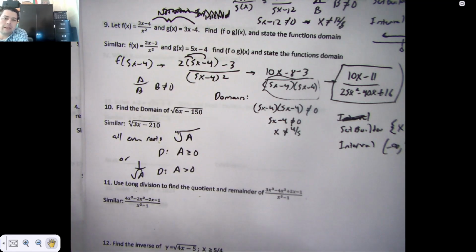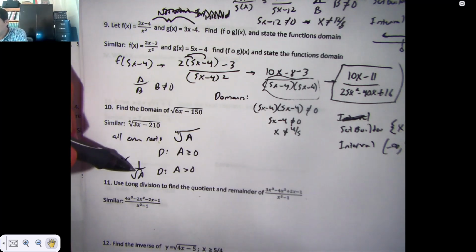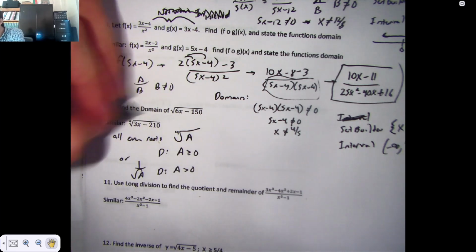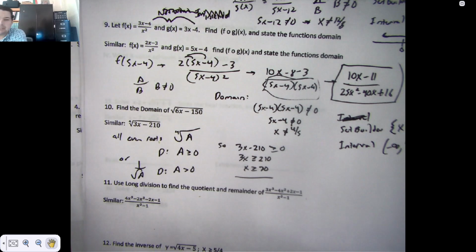We talked about that in class. The 0 is from the smallest thing you can take the square root of. If the radical is in the denominator, you can't be 0. So that's why we dropped equality. But this one's straight up in the numerator. So 3x minus 210 must be greater than or equal to 0. 3x is greater than or equal to 210, and x is greater than or equal to 70. Not a hard problem.